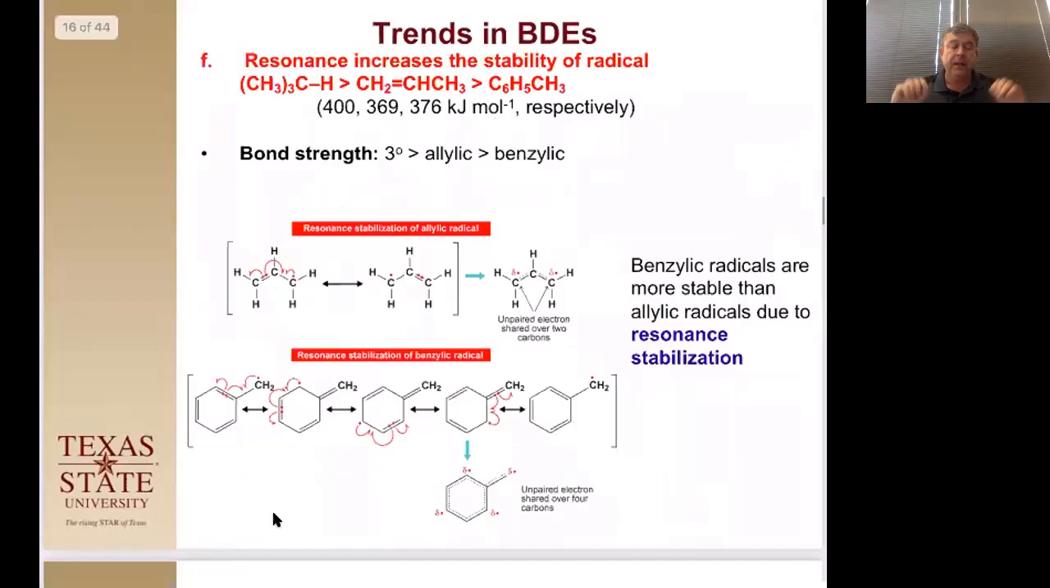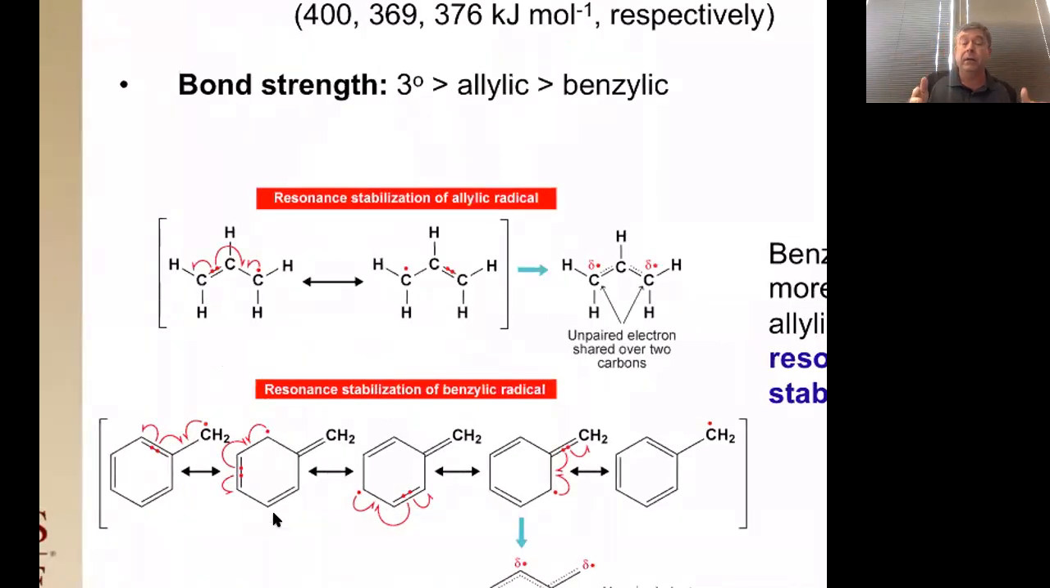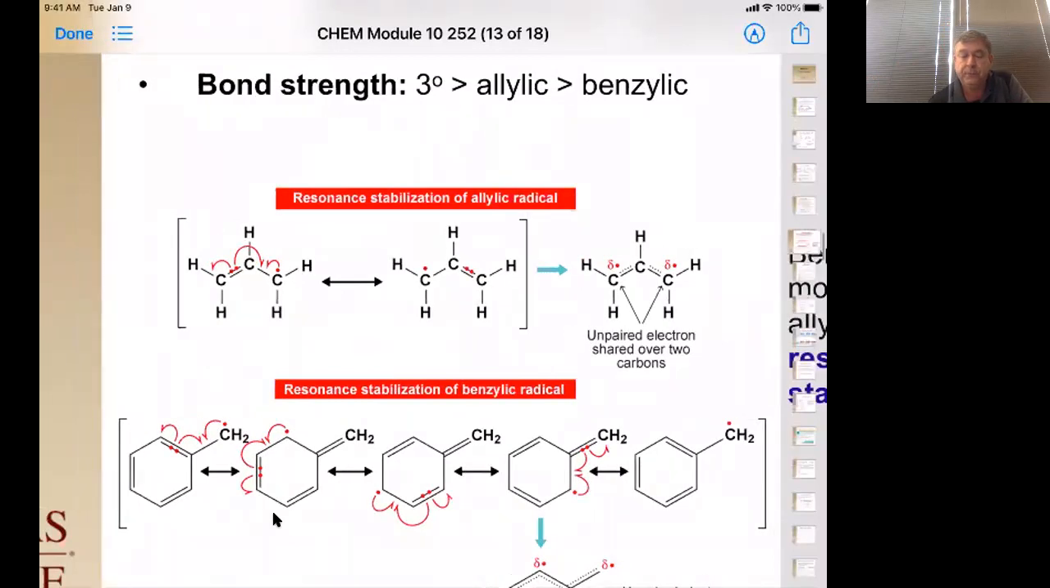Okay, so the next thing that helps us is resonance. Anytime you can spread a charge or a radical out over more atoms, it is easier to form. If we think about our tertiary, it's going to be harder to make than an allylic, which is where you have a double bond next to the carbon you're making your radical on. That radical doesn't stay there. We have a resonance structure that lets the radical go back and forth between two carbons, okay? In the tertiary, that radical stays on one carbon. If we can spread it out over two carbons, it's more stable and easier to form, so it has a lower bond dissociation energy.